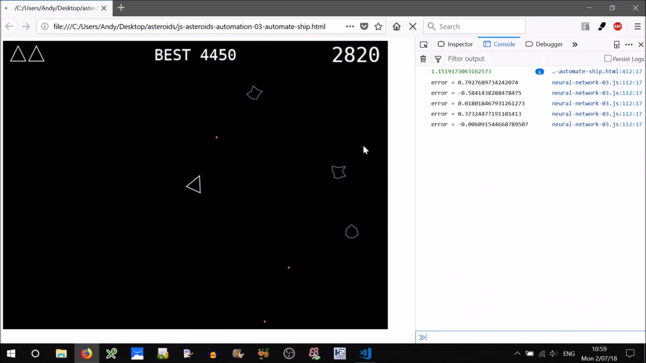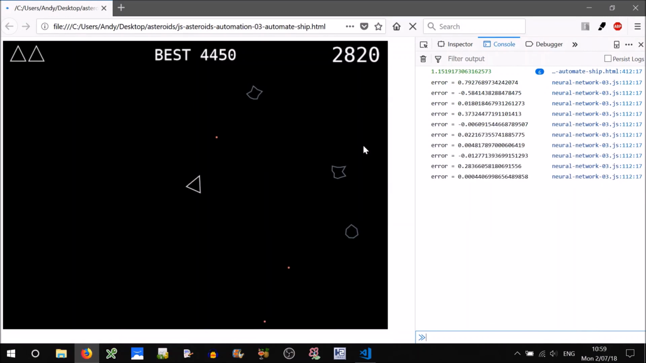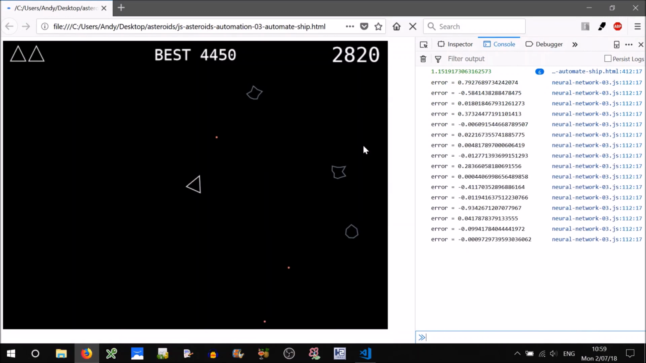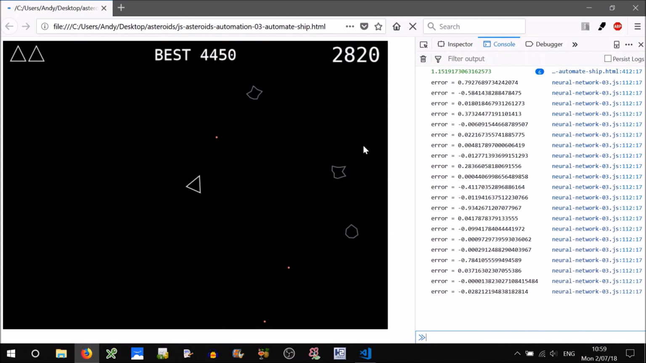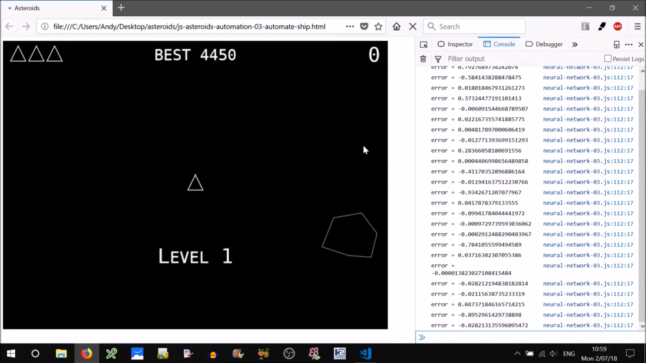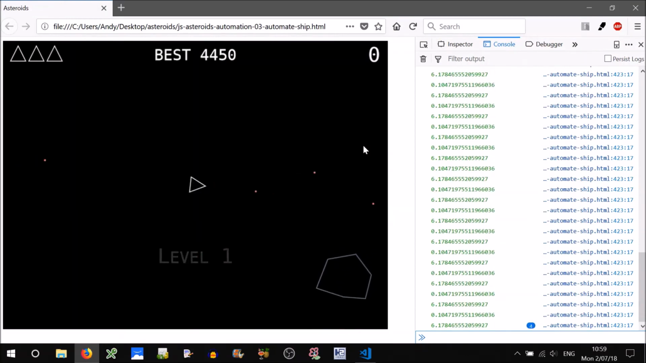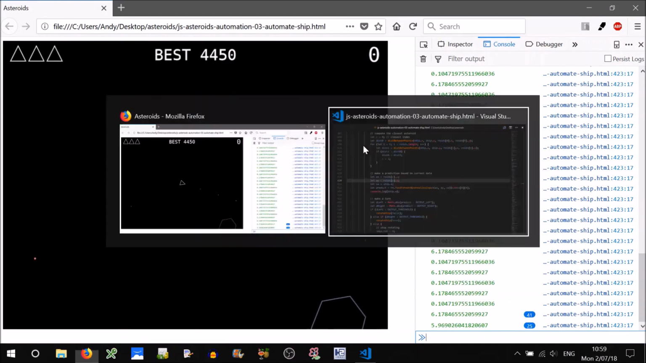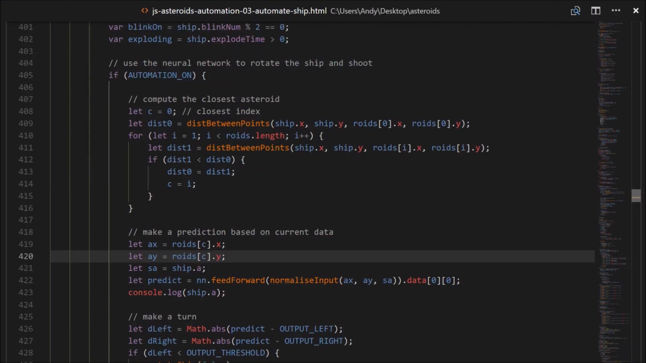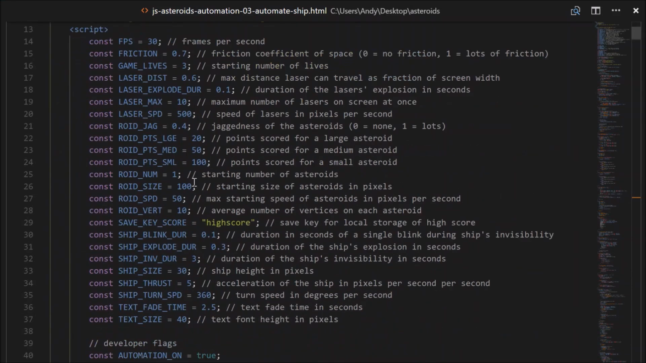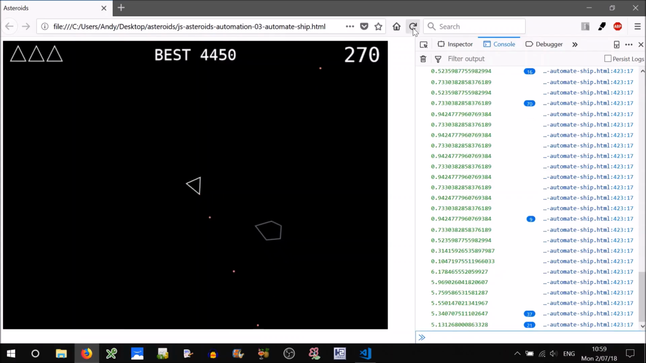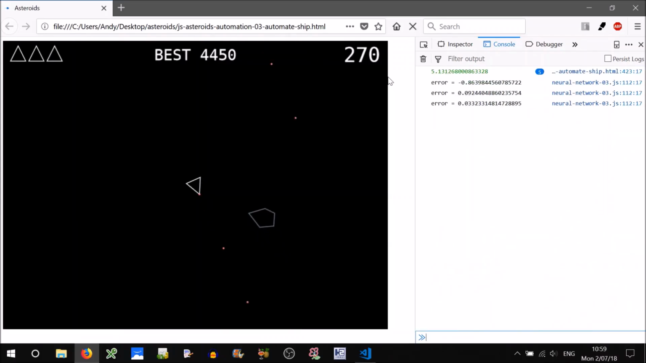Loading our training data again. So hopefully it'll turn towards the closest asteroid and shoot at it. There's only one asteroid here. That reminds me, we should probably put the number of starting asteroids back to its original. So roid num will equal 3. Save that. Load it one more time.